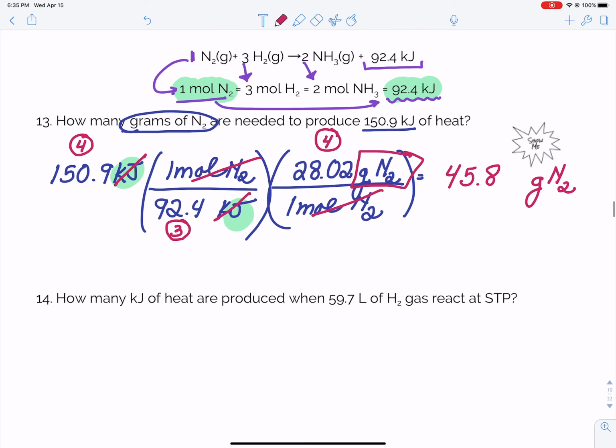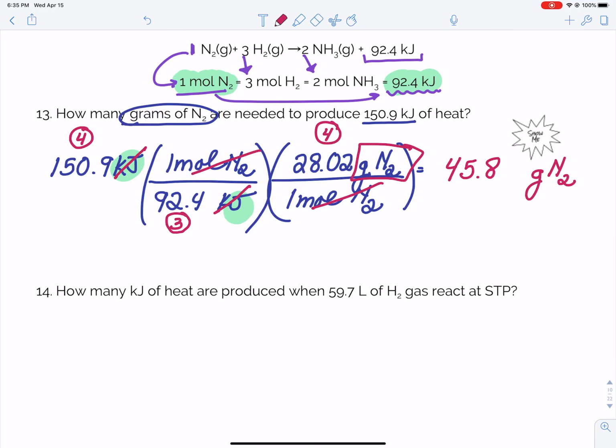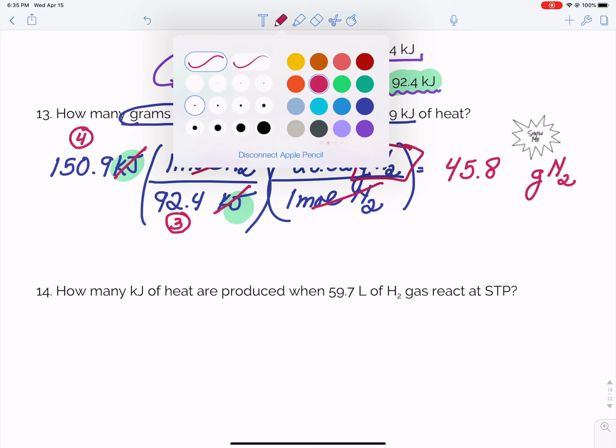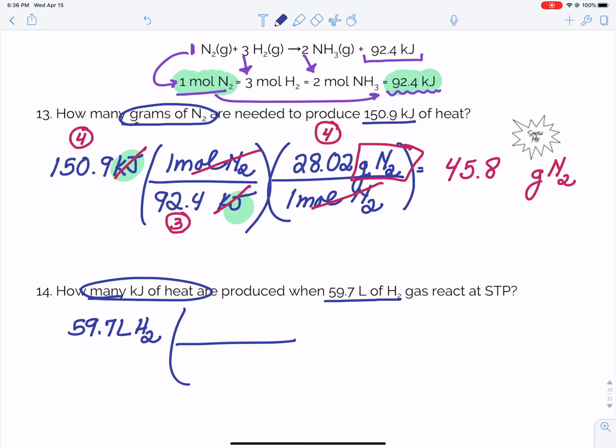45.8 grams of nitrogen. So yeah, these problems are often actually smaller than some of the stoichiometry problems that we have done. Okay, how many kilojoules of heat, that's the circle to do, are produced when 59.7 liters of hydrogen gas reacts at STP? So, 59.7 liters of hydrogen gas, right?